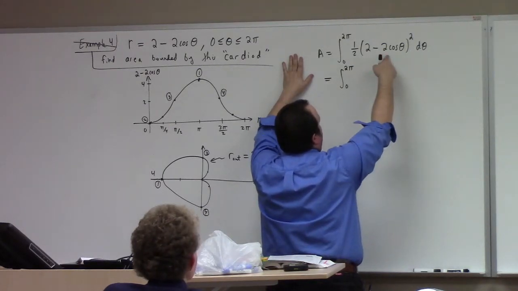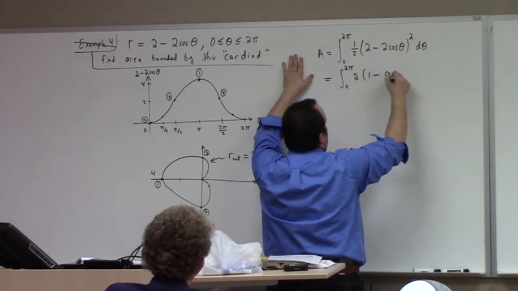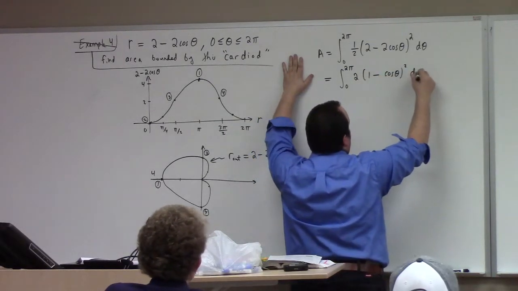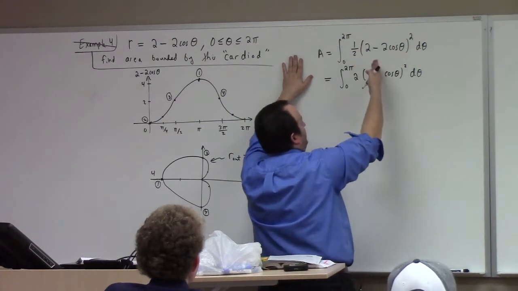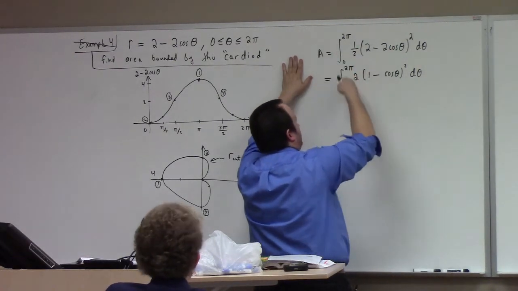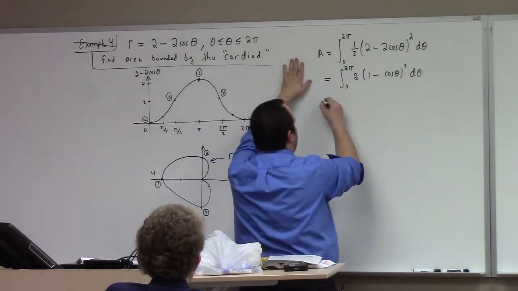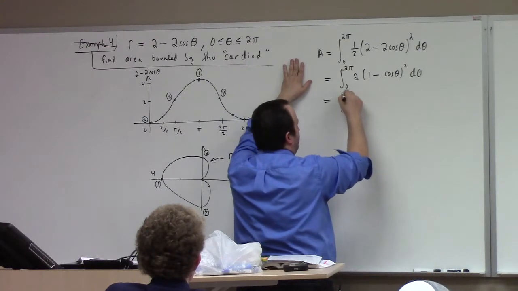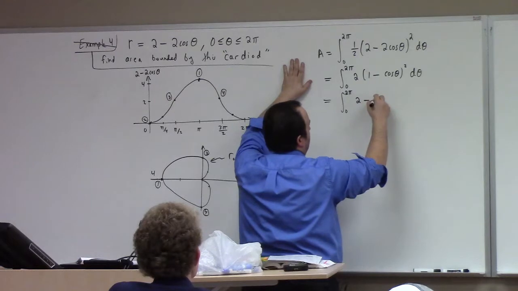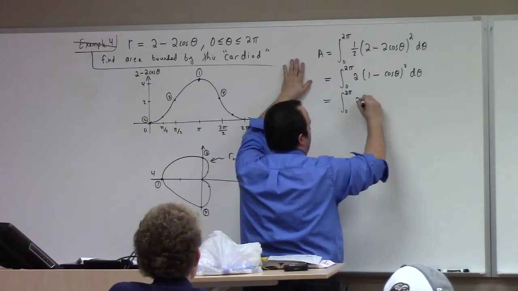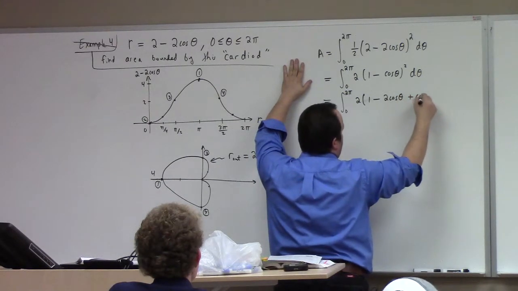We can factor the 2 out. That gives us 2 times (1 minus cosine theta) quantity squared. Because when I factor the 2 out, that gives me 2 squared, and then 2 squared over 2 is just 2. You multiply it out however you like. We should all agree on the end product, which is 2 times (1 minus 2 cosine theta plus cosine squared theta).